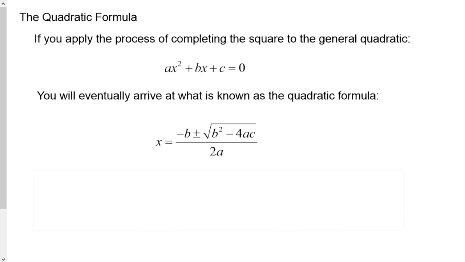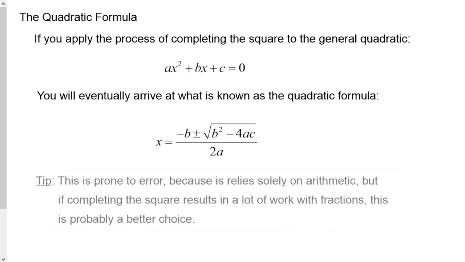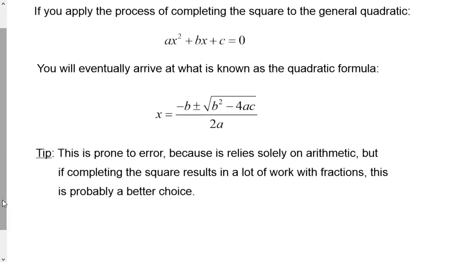The only issue is it looks like it's always going to be easier because it's just a formula you plug numbers into. However, as humans, we are worst at arithmetic, and this formula relies solely on arithmetic, so it's very prone to error. However, if completing the square results in a lot of work with fractions, this is probably a better choice. You need to practice both of them because there's times where one is better than the other. It's good to have them both available to you. So let's start with some examples.